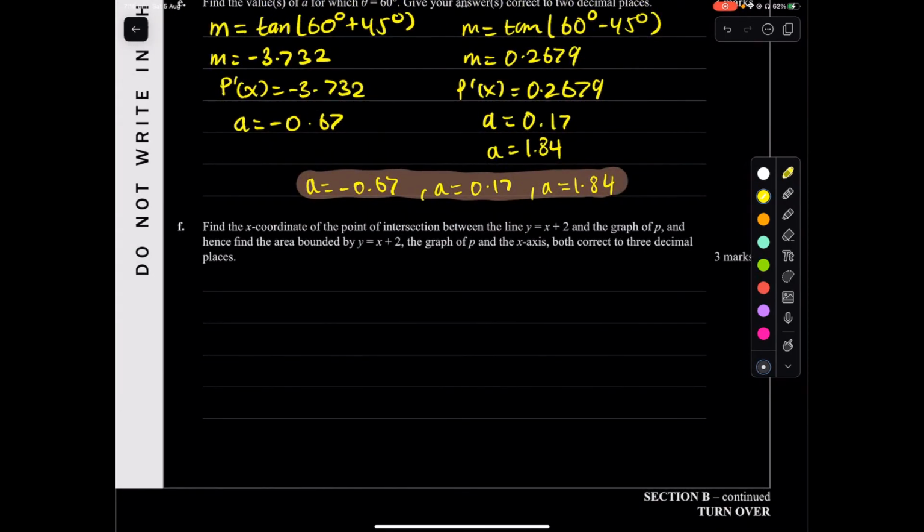Find the x-coordinate of the point of intersection between the line y equals x plus 2 and the graph of p, and hence find the area bounded by y equals x plus 2, the graph of p and the x-axis. Okay, this does not look bad.